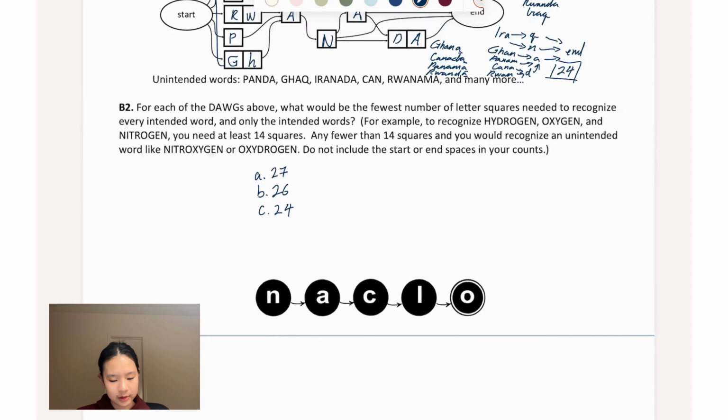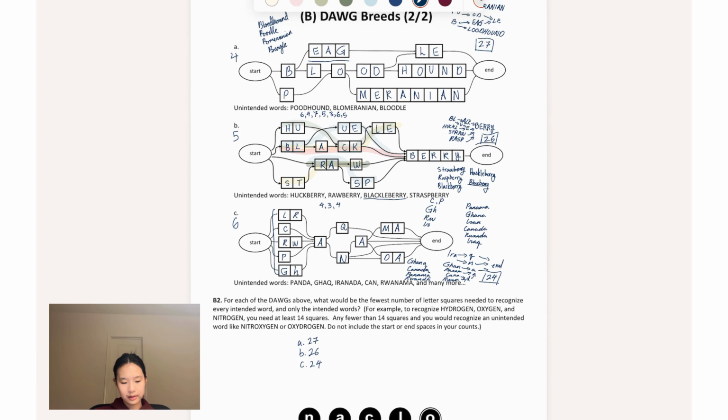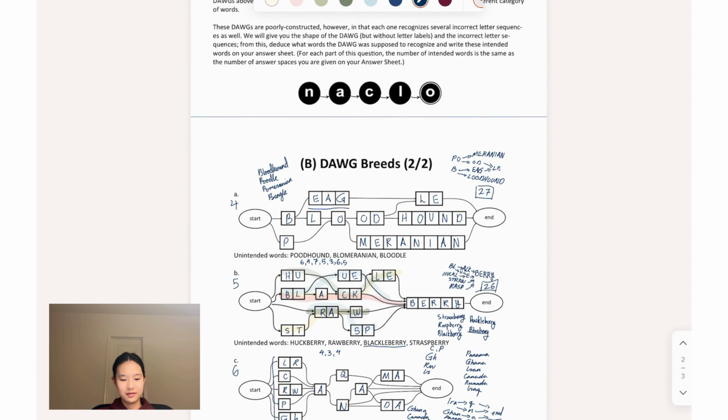And we're done with this problem because it's only 2 parts. And this is the end of the walkthrough for problem B of the 2016 NACLO open. Bye!